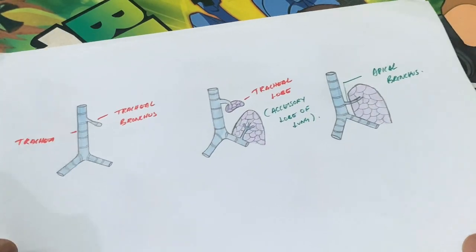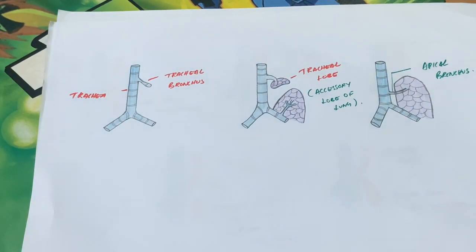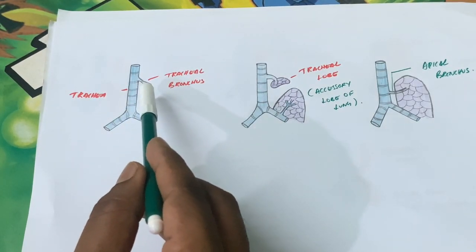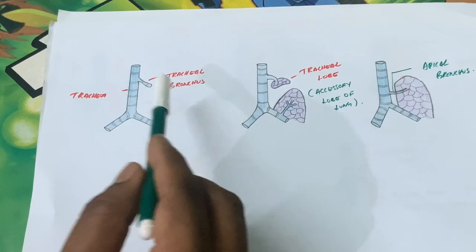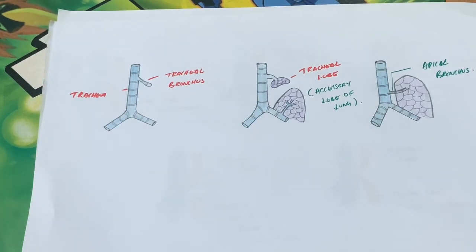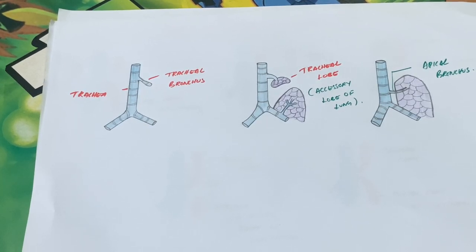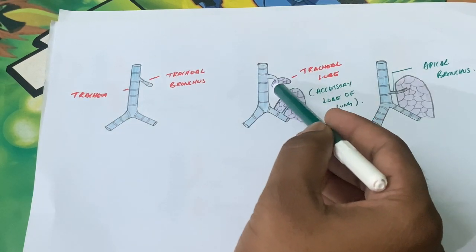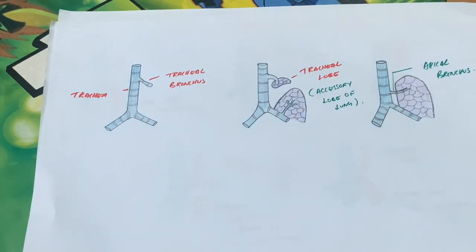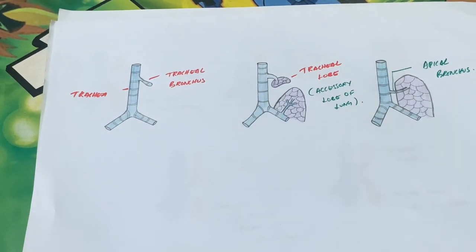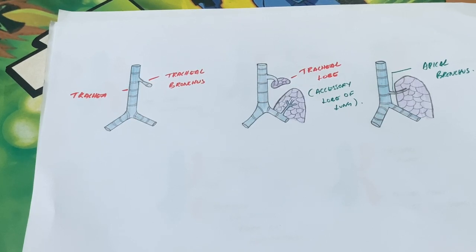This is the tracheal bronchus. This is the trachea, and these are the two principal bronchi, and we have an accessory bronchus over here, which is called the tracheal bronchus. This tracheal bronchus is sometimes present as a diverticulum, a blind bronchus. To that blind bronchus, lung tissue can also develop, which is an accessory lobe of lung. All these are the different developmental anomalies of the trachea.